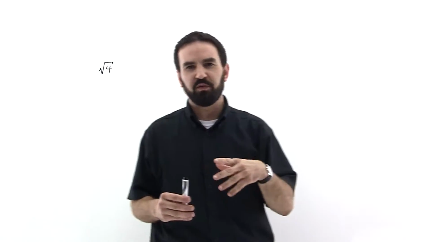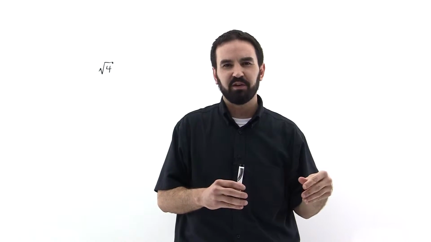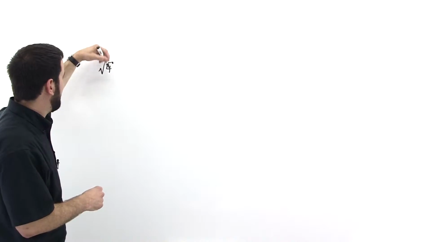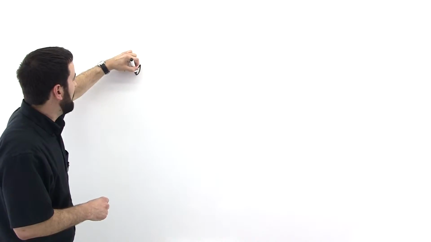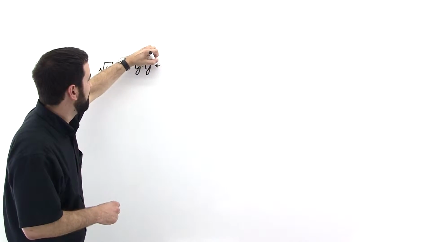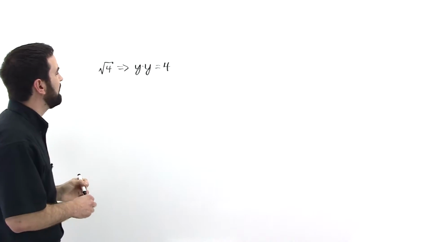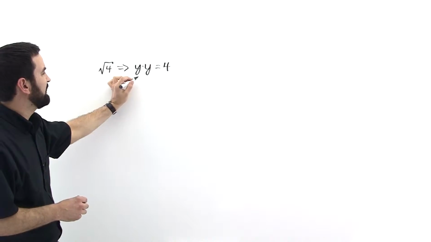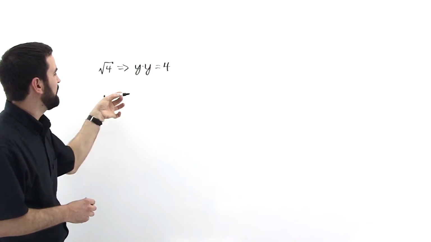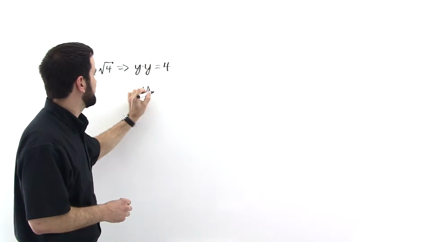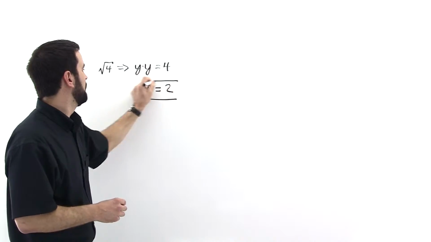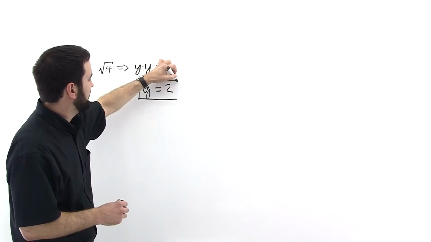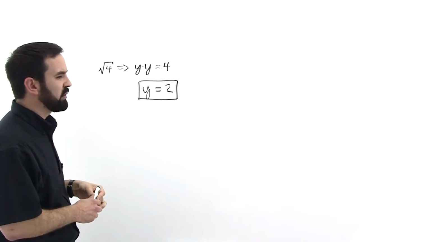It means to find the number that, when multiplied by itself, is equal to 4, right? So this operation is inferring the following procedure: y times y is equal to 4. So we see that if y is equal to 2, 2 times 2 equals 4, that satisfies this equality, and so therefore the square root of 4 is equal to 2. And that's all there is to taking the square root, right?